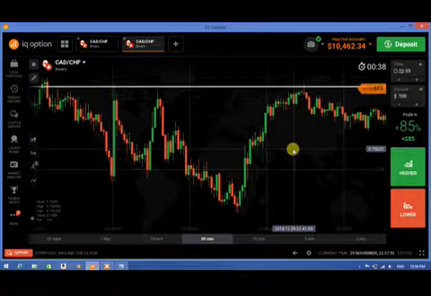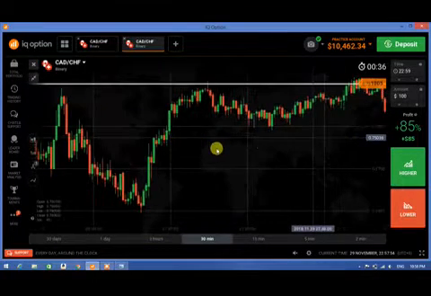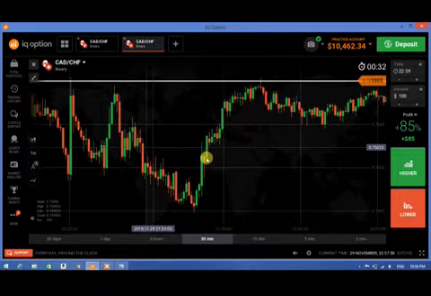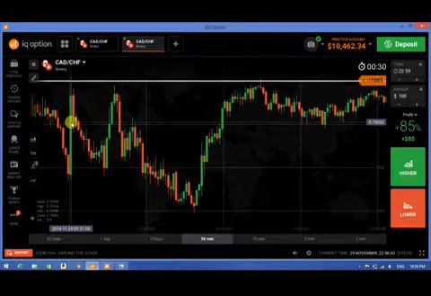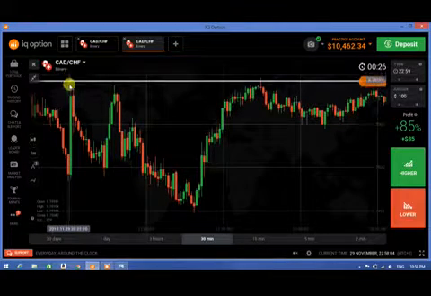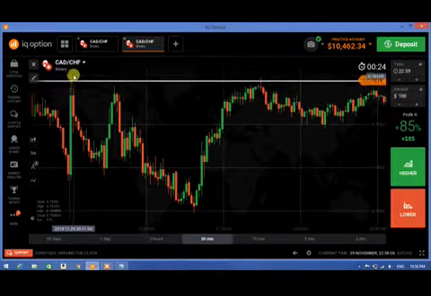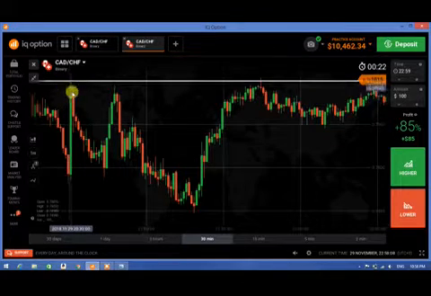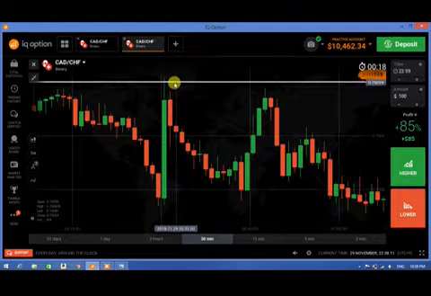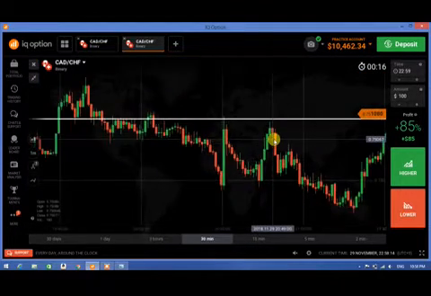It is a resistance line because the price was resisted. Simply, whenever the price tries to move up and touches that line, it is resisted from moving up and is pushed to move in the opposite direction. So the price never crossed this line. That's why it's called the resistance line.